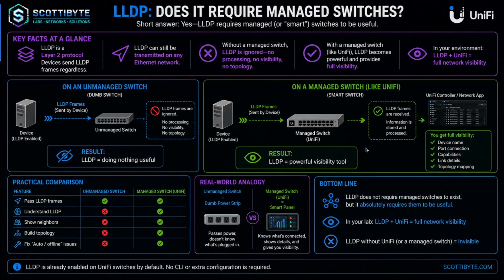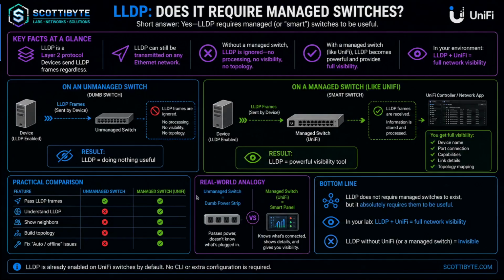Whereas on a managed switch, we have bidirectional communication. You've got full visibility, so therefore you get back the device name, the port connection, the capabilities, the link details, and information to do topology mapping. So as a practical comparison, we have this little chart down here. You can see that the unmanaged switch does see the LLDP frames, but it really can't understand them or show neighbors, build topology, or fix any of the auto or offline issues that I pointed out at the outset.